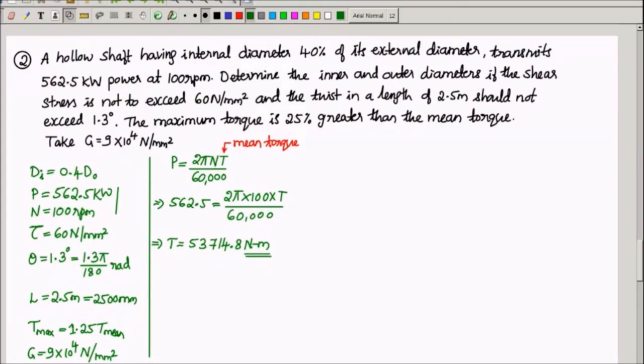Watt is joule per second and joule is Newton meter. So you will get torque in Newton meter only here. But you have to use it in Newton millimeter. Let us convert this.